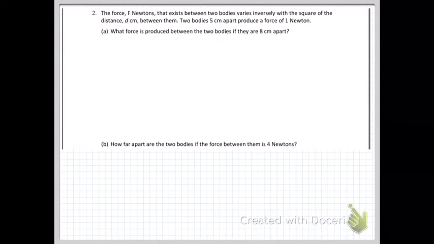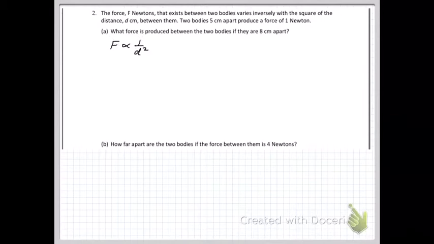Second question, we have a force of F newtons that exists between two bodies or masses, and we're told that this varies inversely with the square of the distance d centimetres between them. Two bodies 5 centimetres apart produce a force of 1 Newton. So we can use that information to set up a reciprocal relationship and work out the equation.